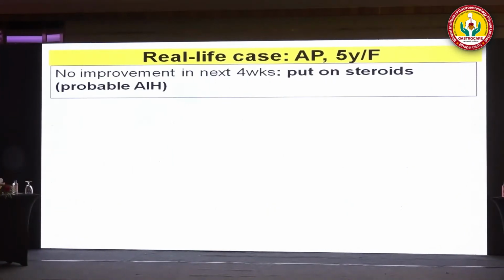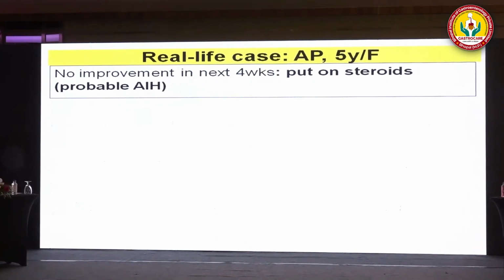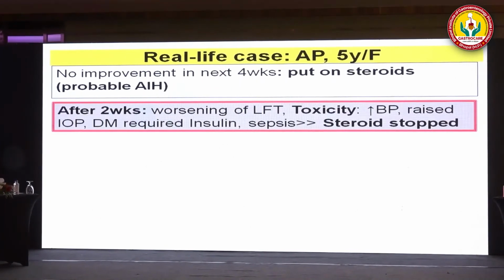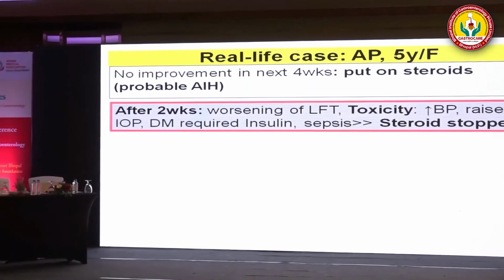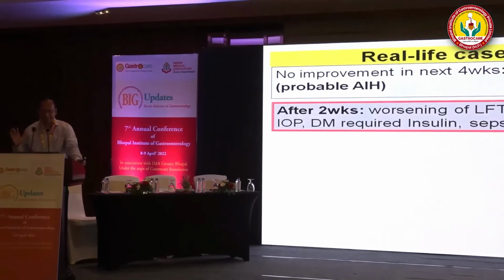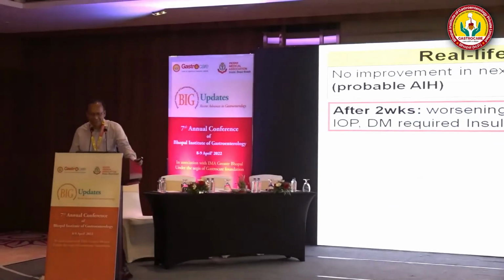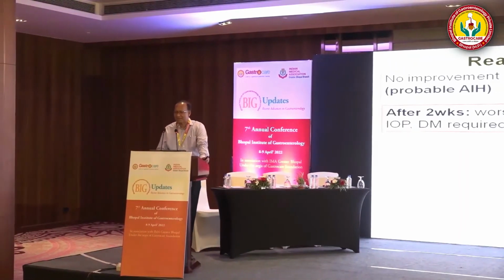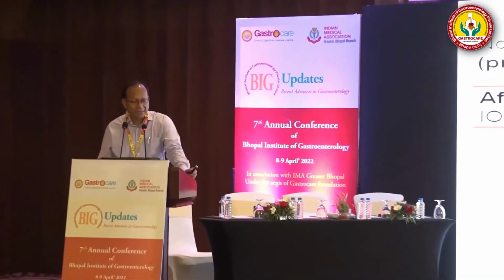However, this child was not improving. She was deteriorating. So with the diagnosis of probable autoimmune hepatitis, we started this child on steroid. Now see what happened. After starting steroid, all hell broke loose for this girl. She developed all the known complications of steroid therapy. Her liver function test was worsening. She developed steroid toxicity in the form of high blood pressure, and she was on antihypertensives. She developed raised intraocular pressure on therapy. She developed very high blood sugar requiring insulin.